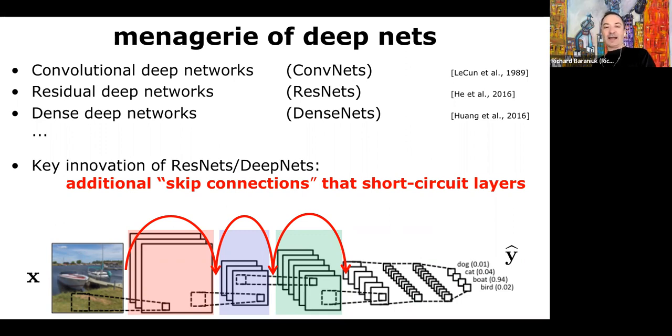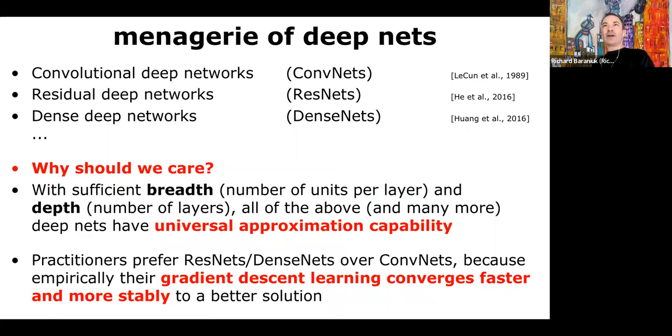The reason people use resnets, we can state very, very clearly. It turns out that if all you care about is approximation power, there's no reason to prefer dense nets over resnets over convnets. Why? Because all of these networks have universal approximation capability. What do I mean by that? If you have enough breadth, meaning enough units in every layer, and if you have enough depth, lots of layers, then you can approximate anything. And so any of these networks can approximate anything. So that's not why you would choose resnets or dense nets over convnets.